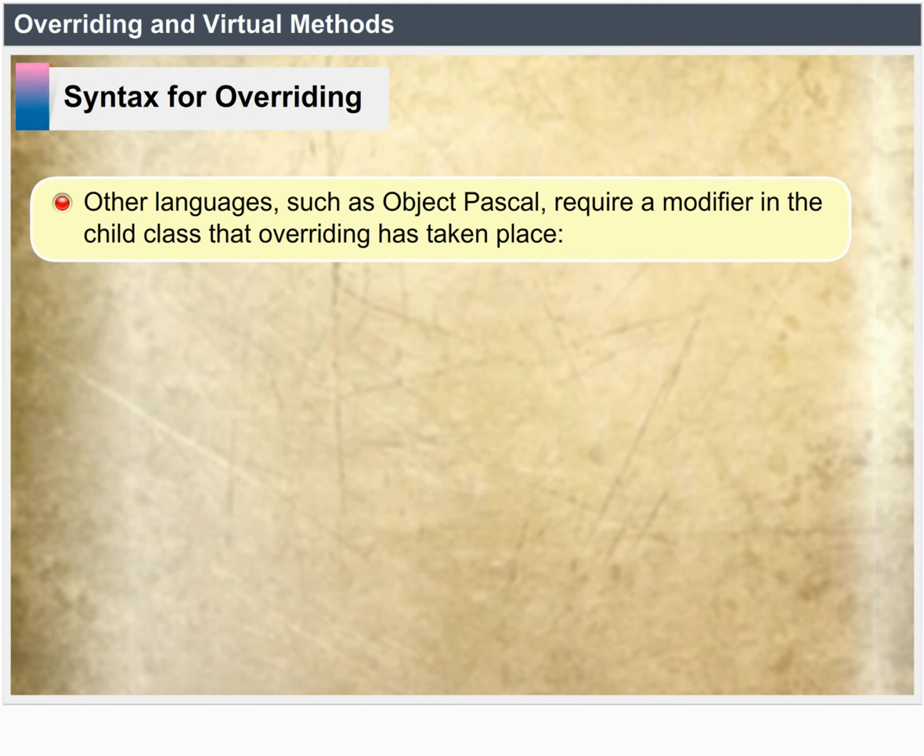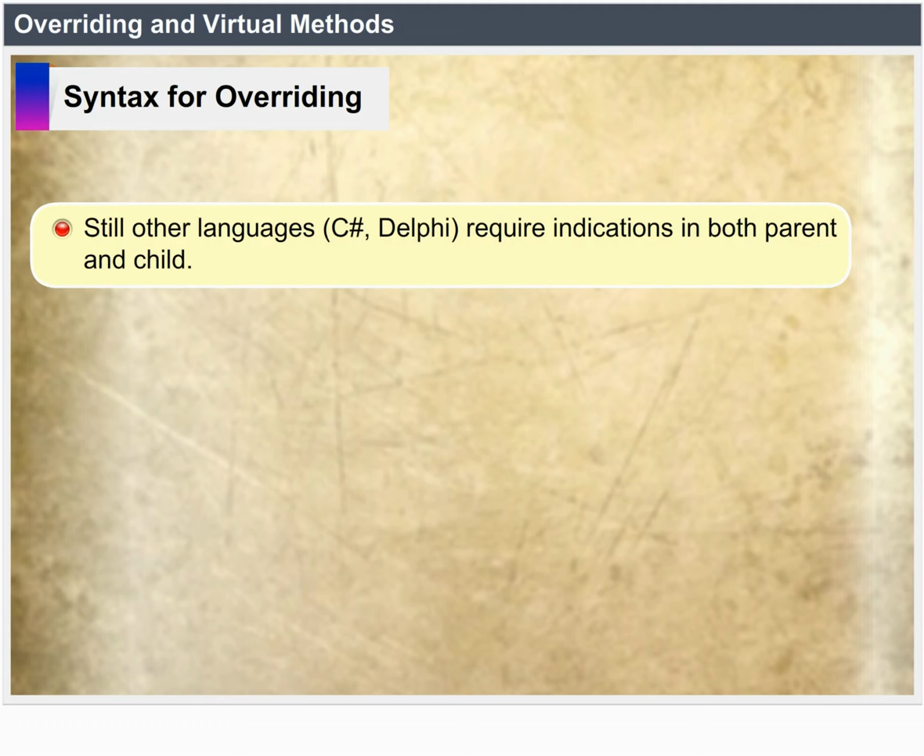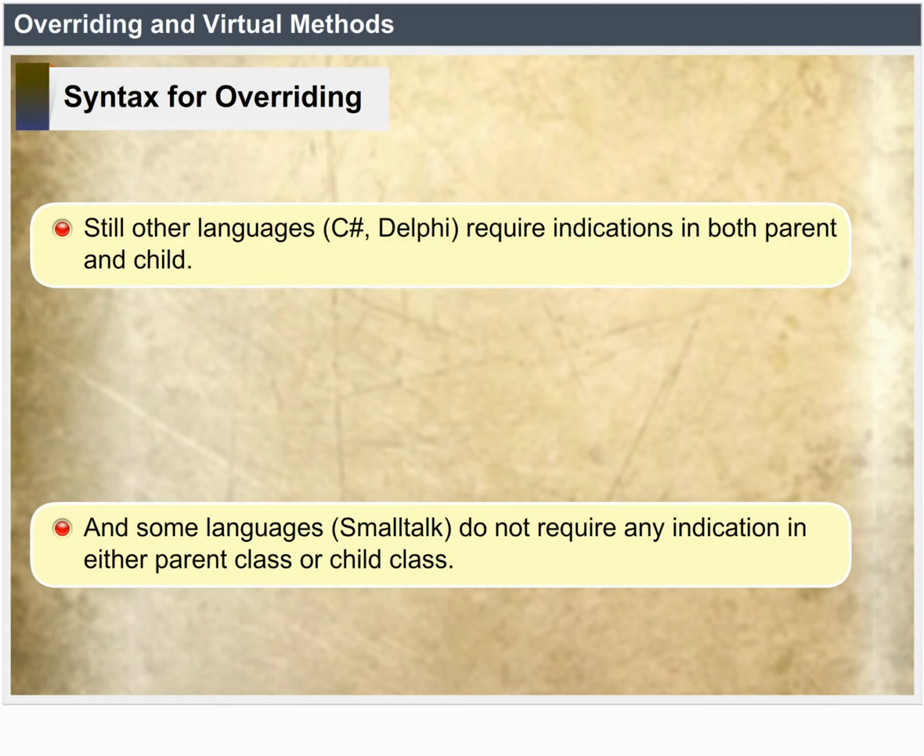Other languages such as Object Pascal require a modifier in the child class that overriding has taken place. Type student = object of student details. Procedure getName override; that is, in brackets, overriding has taken place. End. Still other languages, C# and Delphi, require indications in both parent and child. And some languages such as Smalltalk do not require any indication in either parent class or child class.